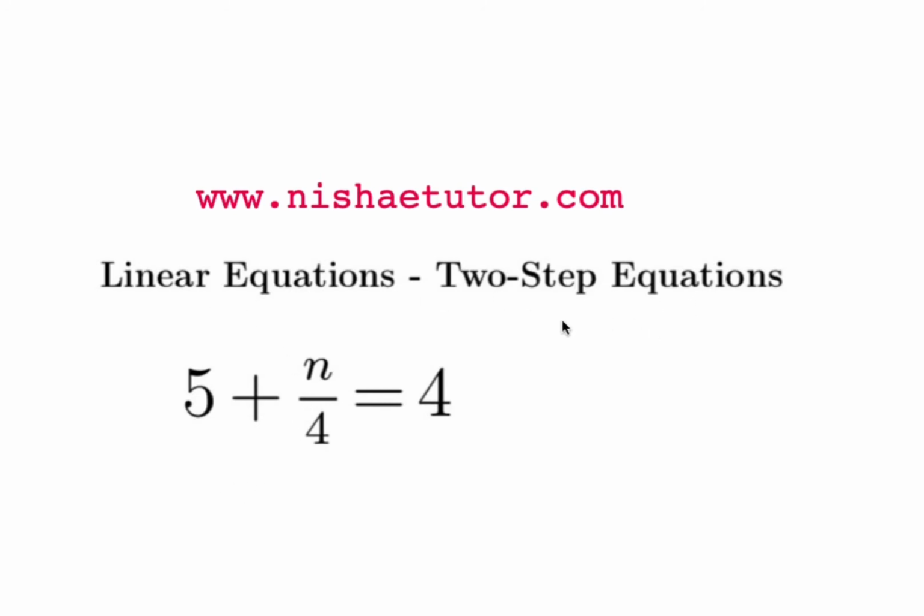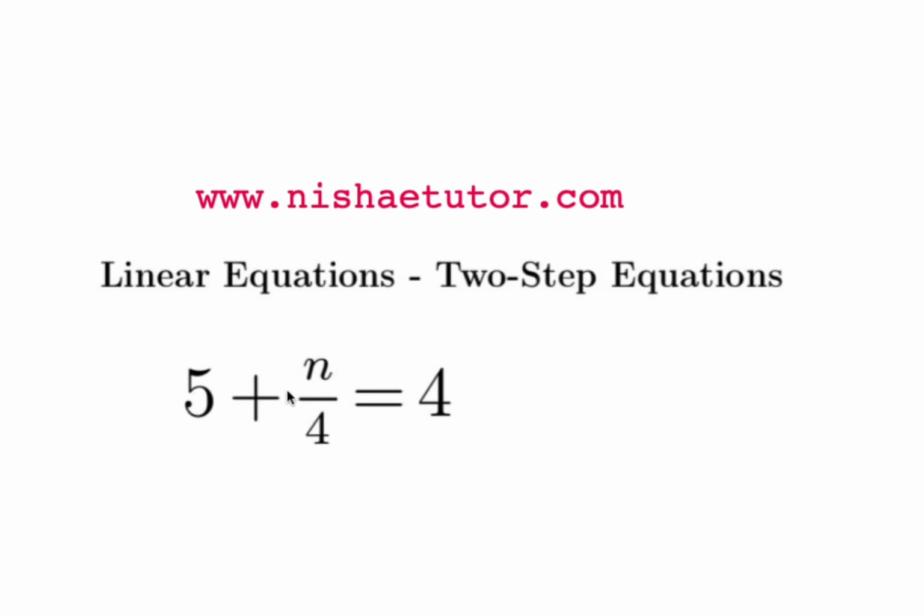As we solve two-step equations, the important thing to remember is that everything works backwards. In the order of operations, we first multiply and divide and then add or subtract. So here, first add and subtract and then multiply or divide. We do it backwards. Okay. So here this question is given: 5 plus n upon 4 equals 4.